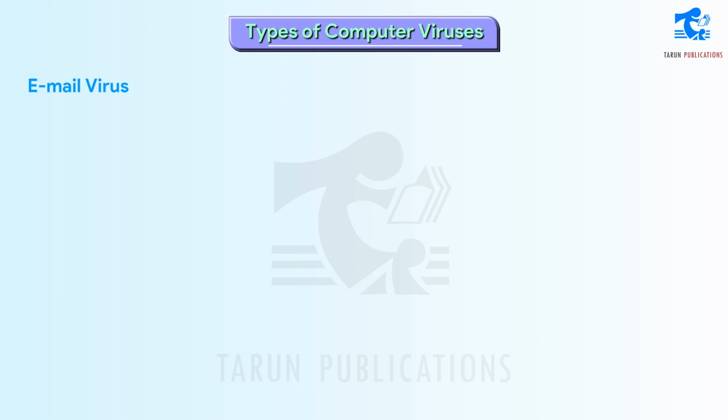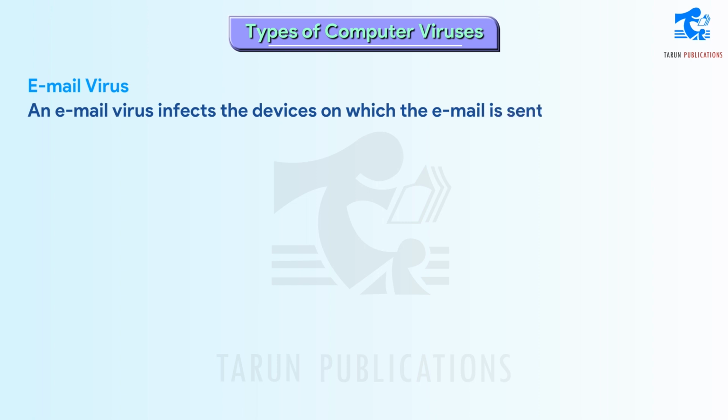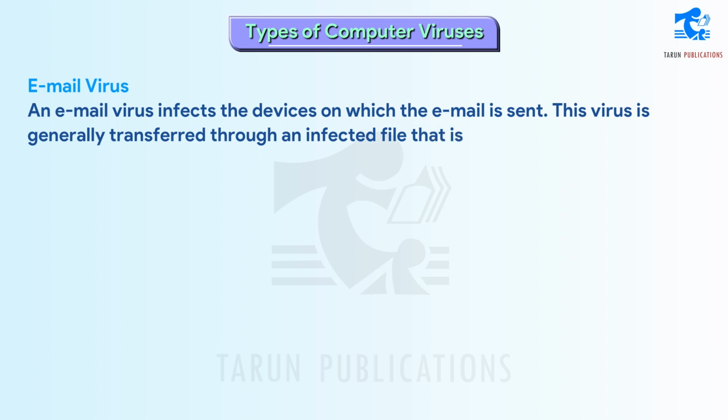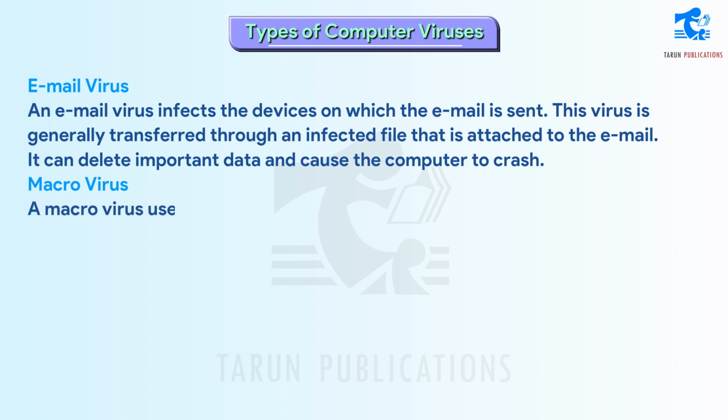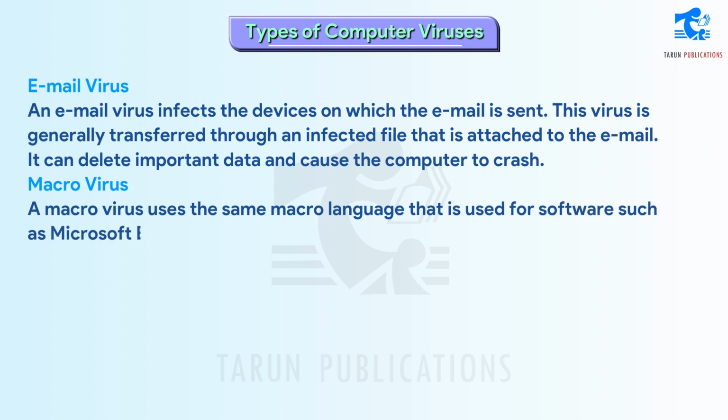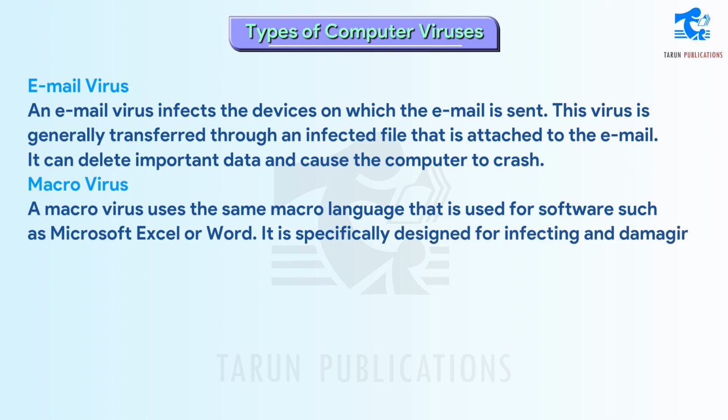Email virus. An email virus infects the devices on which the email is sent. This virus is generally transferred through an infected file that is attached to the email. It can delete important data and cause the computer to crash. Macro virus. A macro virus uses the same macro language that is used for software such as Microsoft Excel or Word. It is specifically designed for infecting and damaging important data from such files.